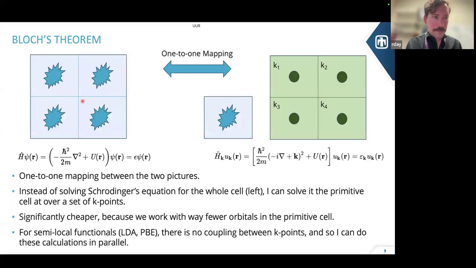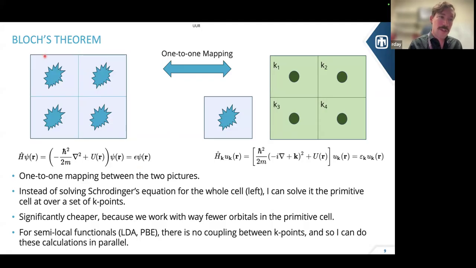Why do we care? There is a one-to-one mapping between supercell calculations and this kind of like do it in the small cell, but do it at different K points. And so basically in DFT, this is a really powerful time-saving device.